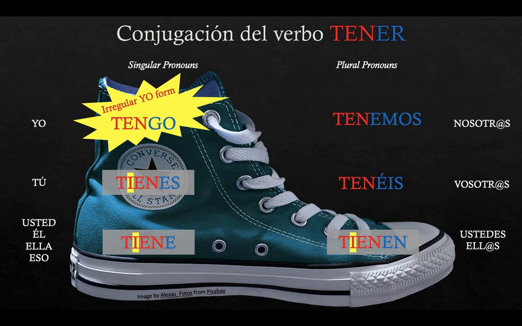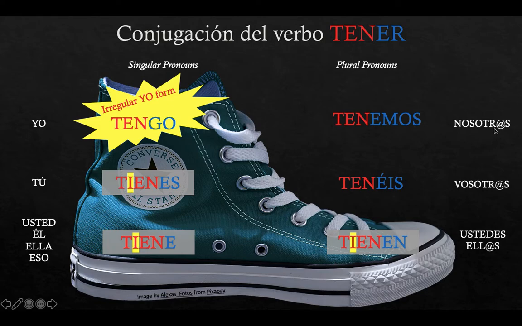This whole thing is because we have nosotros and vosotros outside the shoe. Okay, and this is how I organize it. All of the verb conjugations here are in singular for singular pronouns, yo, tú, usted, él, ella, eso, which refer to one person or thing. And then the plural forms here, tenemos, tenéis, and tienen, refer to plural pronouns like nosotros, we.